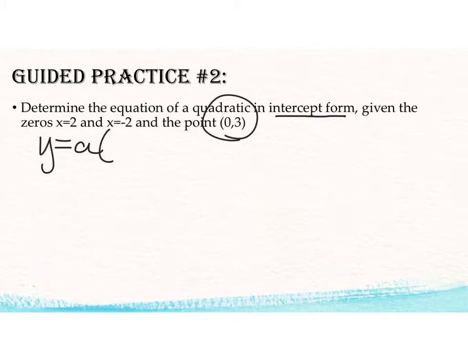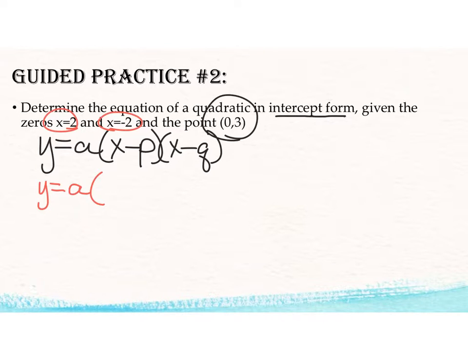So straight off of your cheat sheet. P and Q are just representations of your x-intercepts. So that would be a good place to put those numbers in. So let's do that much. Y equals A, and let's go ahead and do the change the sign deal, and that would become x minus 2 for that first one, and x plus 2 for the second one.